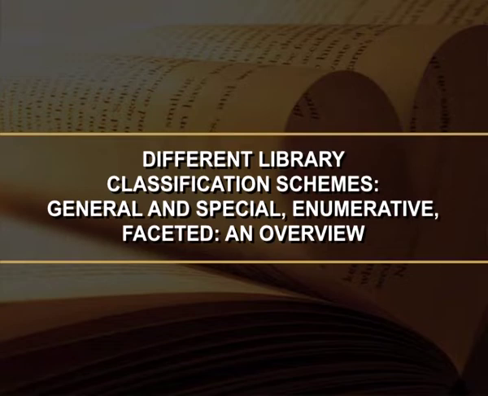Different library classification schemes: general and special, enumerative, faceted and overview. A scheme of classification is a notational representation of the whole or a part of the universe of knowledge. It depicts the extension of various subjects in their relative position in such a way that the neighborhood relation among various subjects is mentioned. The scheme should also be capable of giving notational representation at their relative position to any subject that might emerge in future.